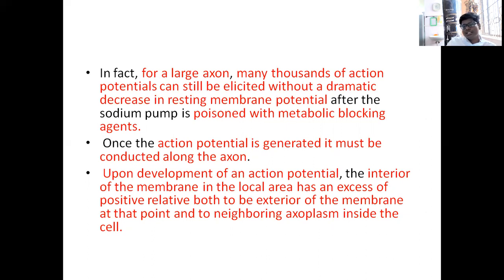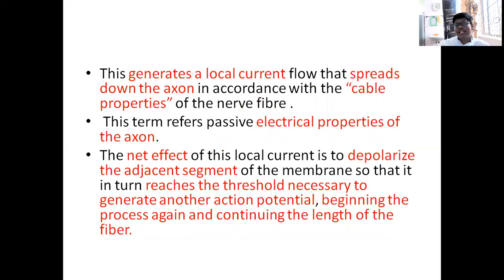Once the action potential is generated, it must be conducted along the axon. Upon the development of an action potential, the interior of the membrane in the local area has an excess positive charge relative both to the exterior of the membrane at that point and to the neighboring axoplasm inside the cell. This generates a local current flow that spreads down the axon in accordance with the cable properties of the nerve fiber, a term that refers to the passive electrical properties of the axon.